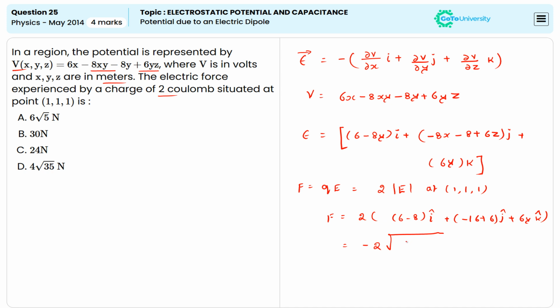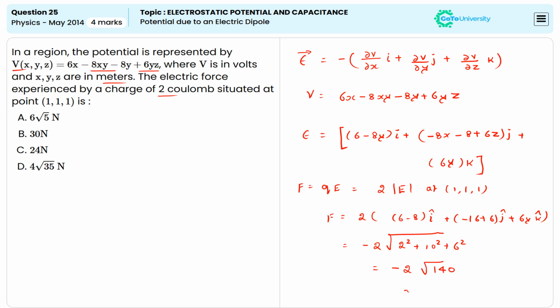6 minus 8 is minus 2, and we get the value 2 squared plus 10 squared plus 6 squared. Then we get the value minus 2 times the square root of 4 plus 100 plus 36, that is equal to the square root of 140.